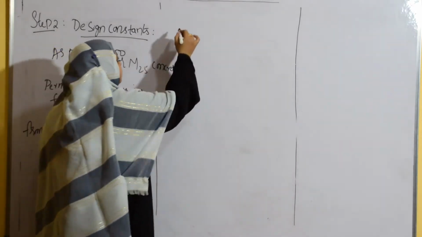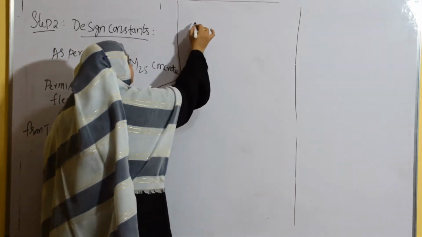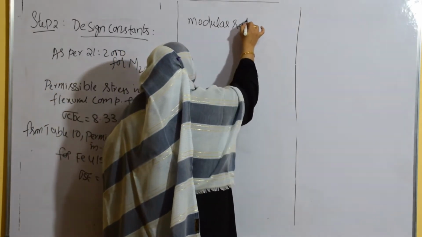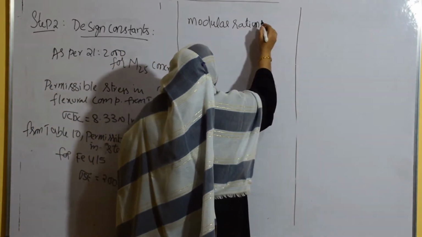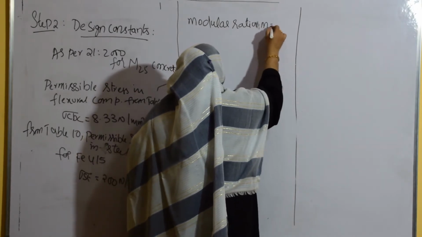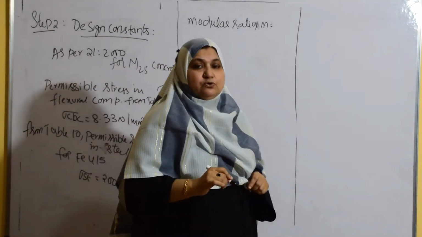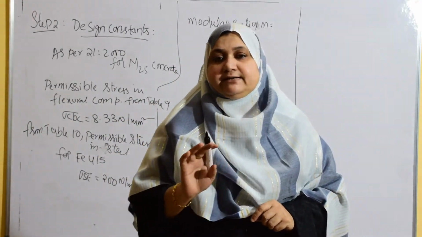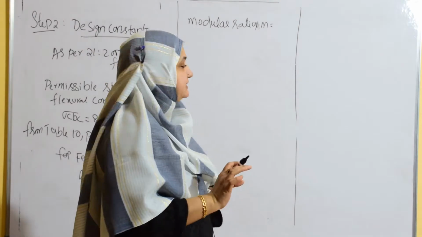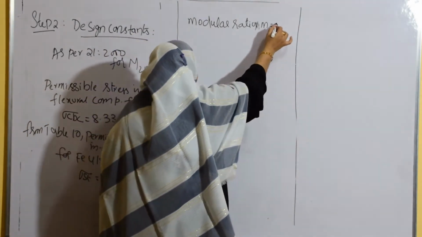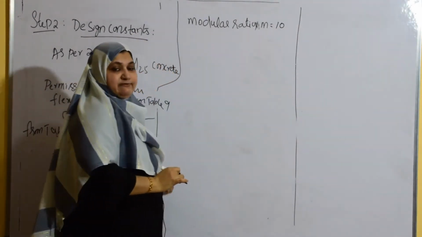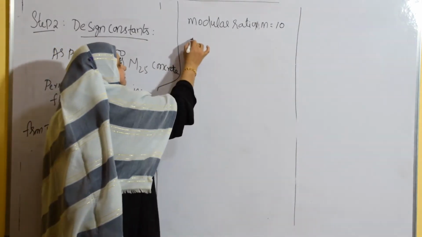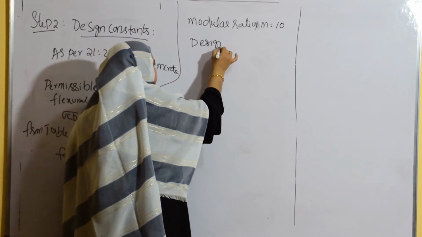Another important thing we require for design constants is the modular ratio. In RCC, if you want the modular ratio, we get it from IS 456, m is equal to 280 by 3 sigma CBC. But in bridges, m is equal to 10. It is fixed. So for any bridge, the modular ratio is fixed as 10. So with these three values, permissible stresses in concrete and steel and modular ratio, we will proceed to the design constants.